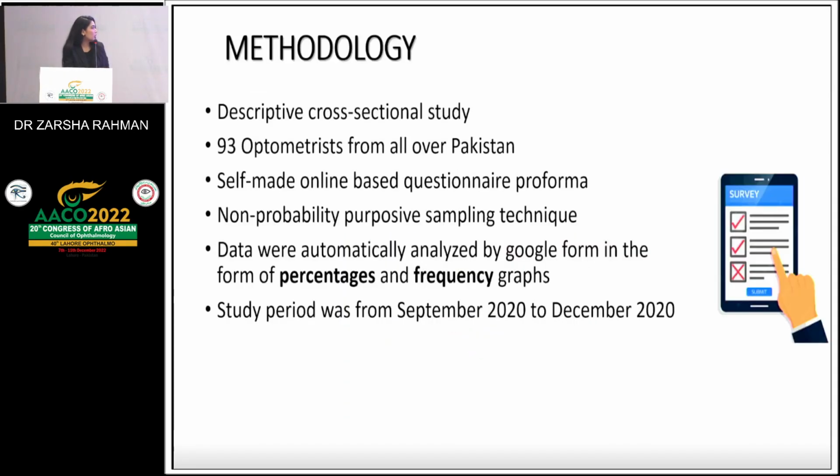So here comes the methodology. It was a descriptive cross-sectional study with non-probability purposive sampling. I included 93 optometrists from all over Pakistan, and I made a self-made online questionnaire proforma in which I included different scenario-based questions, and data was automatically analyzed by Google Forms in the form of percentage graphs and frequency graphs. The study period was from September 2020 to December 2020. It was during COVID, so I had to do everything online.